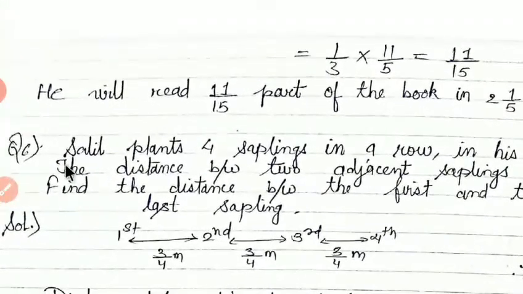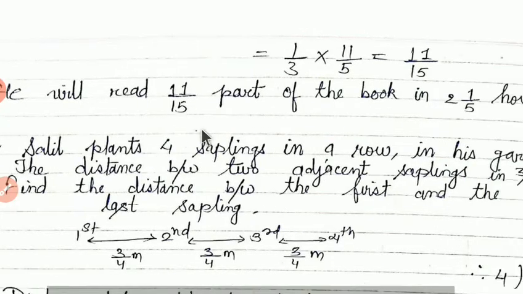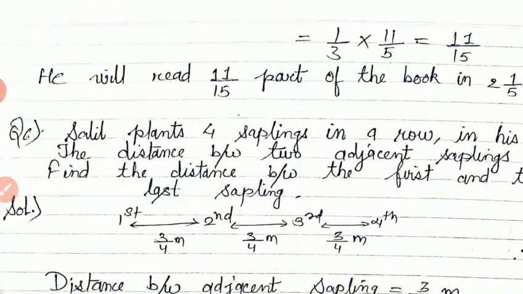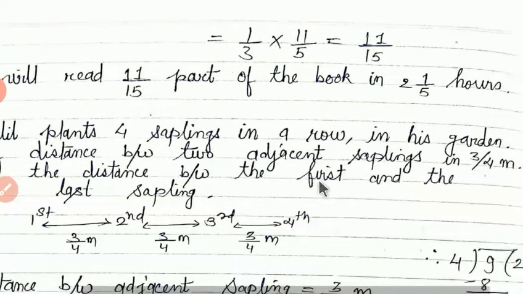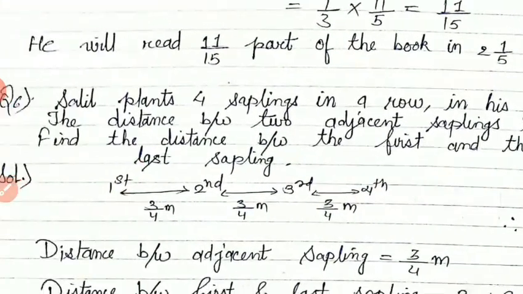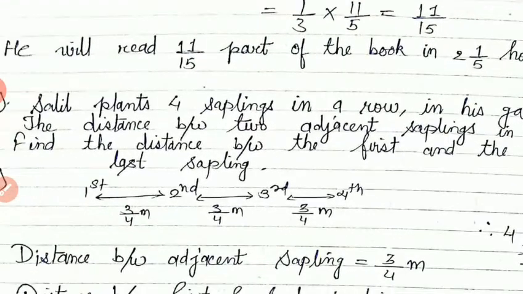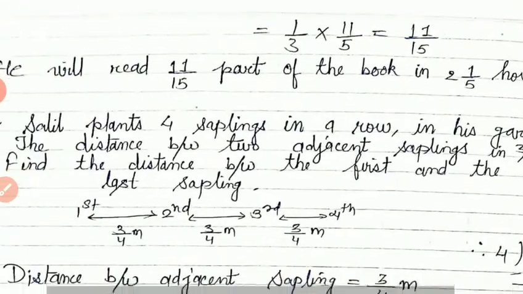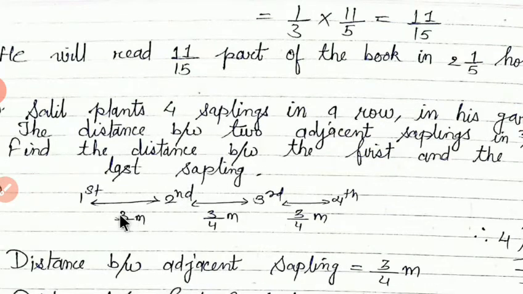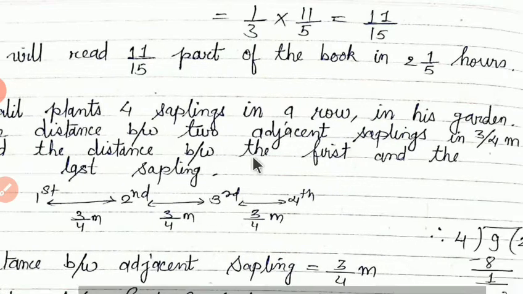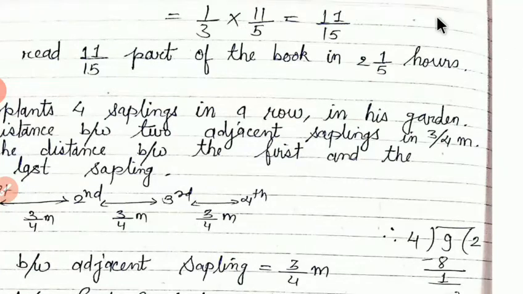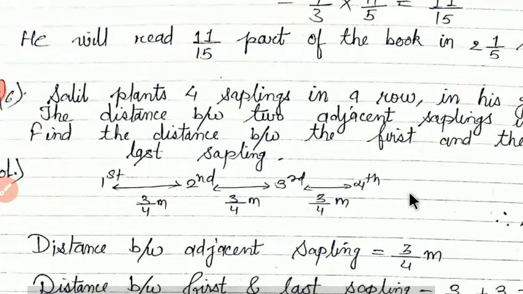Then question number 6. Salil plants 4 saplings in a row in his garden. The distance between two adjacent saplings is 3 by 4 meter. Find the distance between the first and the last sapling. Here sapling means the young small plants. He has planted how many saplings? 4 in a row. So first, second, third and fourth. And between each sapling, how much distance is there? 3 by 4 meter. Means first to second 3 by 4 meter, from second to third 3 by 4 meter, third to fourth 3 by 4 meter.